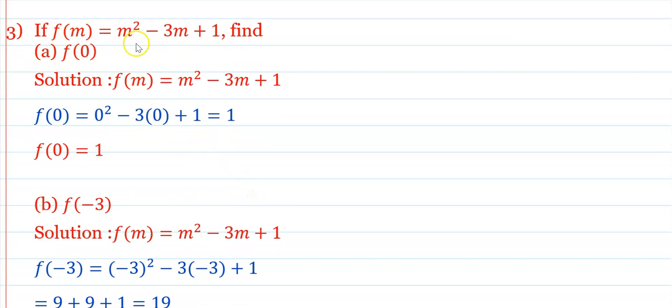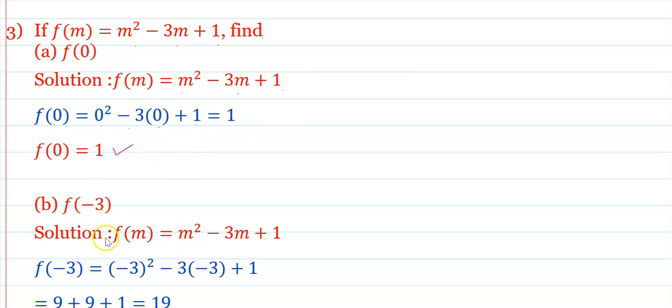f of m is equal to m square minus 3m plus 1. Find f of 0. This is a simple question. That is, m is replaced by 0. f of 0 is equal to 0 square minus 3 into 0 plus 1. 0 square means 0, 3 into 0 is 0, plus 1. And overall f of 0 is 1.